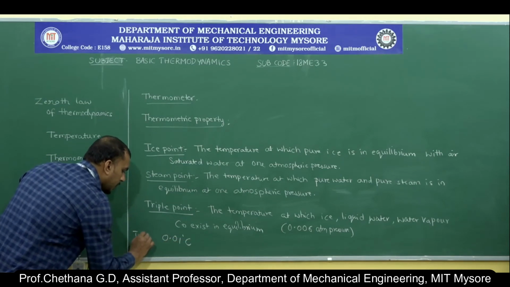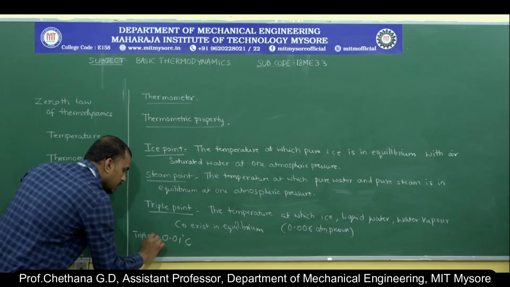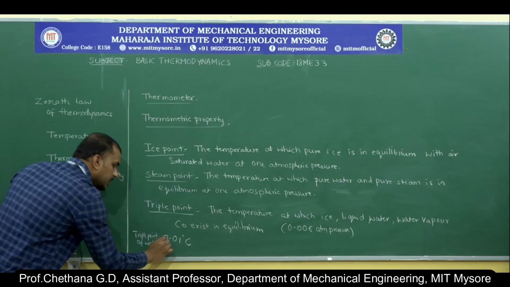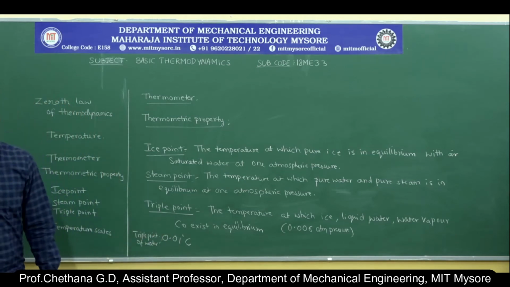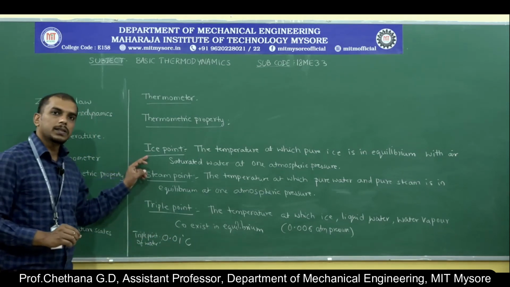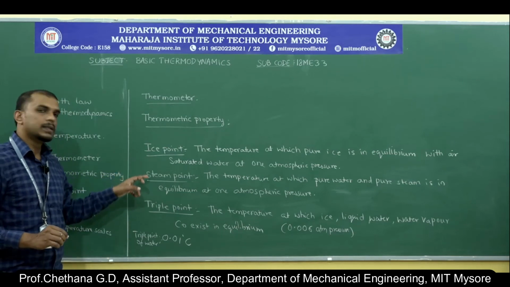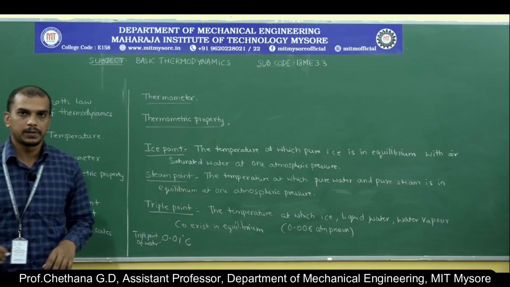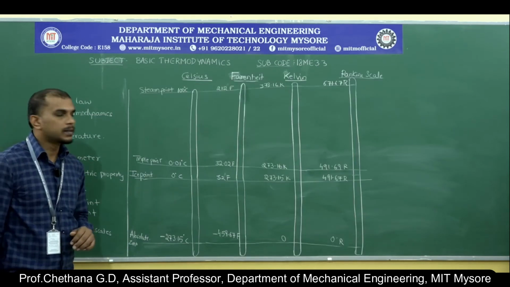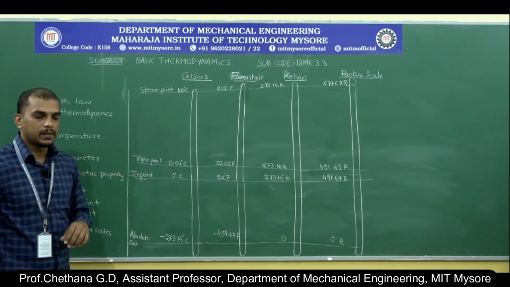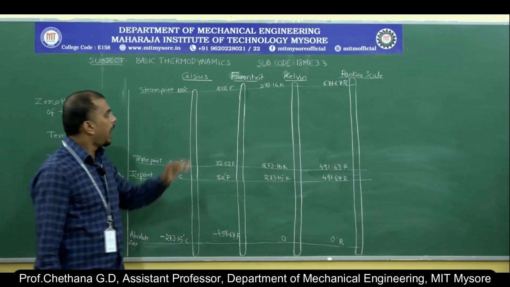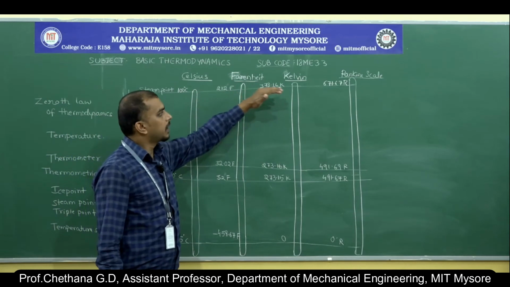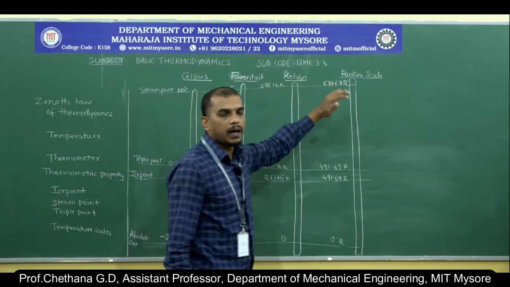Triple point of water is 0.01 degree Celsius. Ice point of water is 0 degree Celsius. Steam point of water is 100 degree Celsius. Now we will discuss temperature scales. Namely, we have Celsius scale, Fahrenheit, Kelvin and Rankine scale.